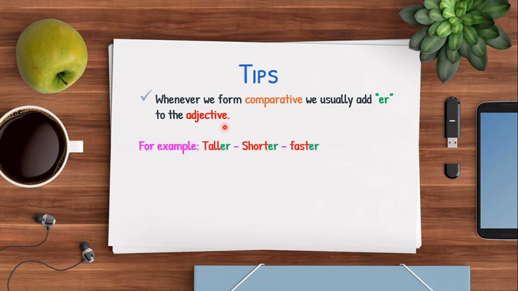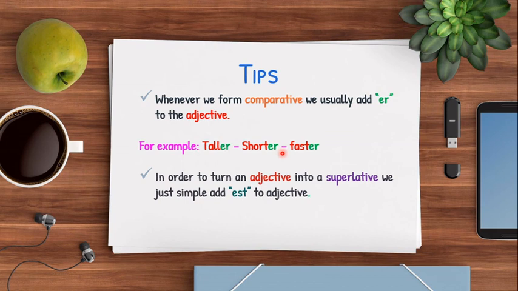So let's begin. We have some examples for the comparative. Tall is the adjective. If we want to turn it into comparative, we add er, taller. If we want to turn the adjective short into a comparative, we add er and it becomes shorter. And if we want to make fast the comparative, we add er and it becomes faster. Remember the adjectives are going to be in which color? Yes, red.